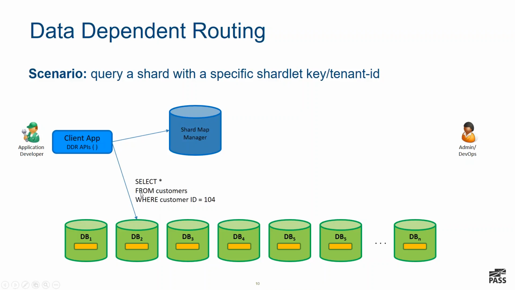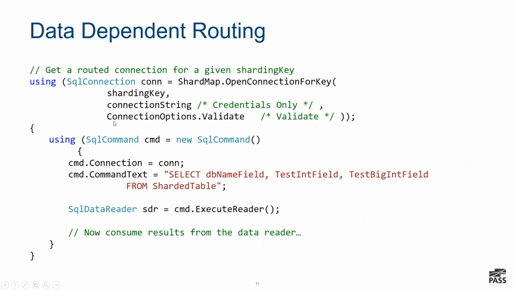For example, let's say you want to run this query, select star from customers, where the customer ID is 104, and the information for customer ID 104 is stored in database 2. Then your client application would connect to the Shard Map Manager. We have APIs, I'll talk about that in the next slide. But the idea is that it will connect to the Shard Map Manager, get the information about which database stores that information, come back to the client application, and the client application will directly be able to connect to that database. So to enable that, we've introduced a new API.